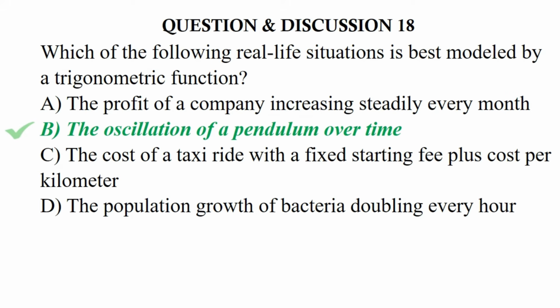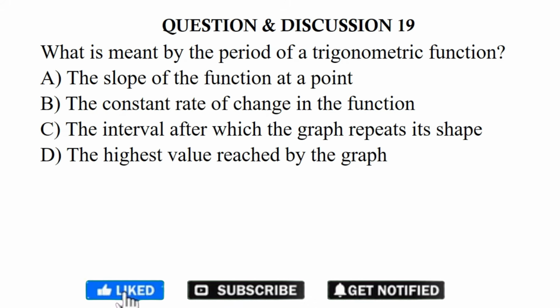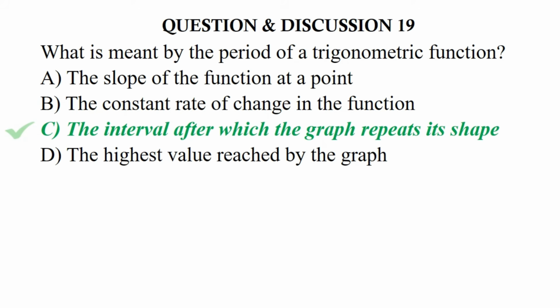The period of a trigonometric function refers to the length of the interval on the x-axis over which the function completes one full cycle and then starts repeating the same pattern again. For example, the sine and cosine functions repeat their wave-like graphs every 2π units, meaning that after 2π, the graph looks exactly the same as it did at the beginning. This repetition is a key property of periodic functions, which makes them useful in modeling cycles like sound waves, tides, and seasons. The period is not about slope, constant change, or maximum values, but specifically about the repeating interval of the function's graph.